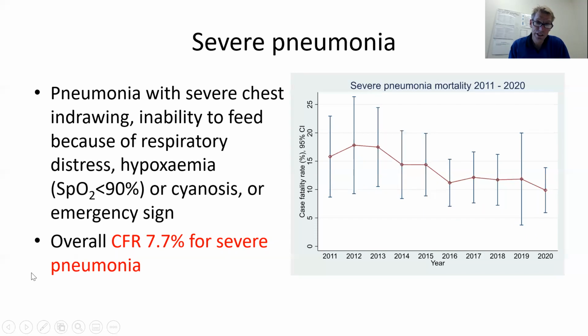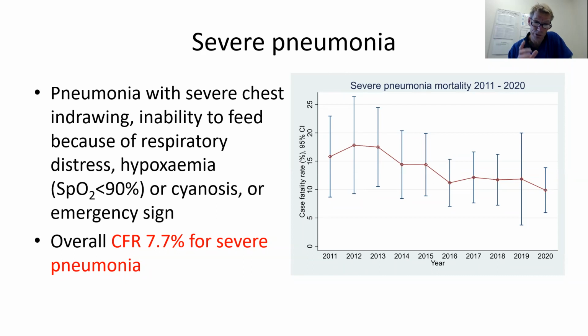As I said, severe pneumonia is a subset of pneumonia. And the reason why it's useful to look at this subset is because it's standardized for severity of illness. We all know what severe pneumonia is. That is, children who've got severe chest indrawing or inability to feed because of respiratory distress, or hypoxemia, or cyanosis, or some other emergency sign. And this is a very standardized severity classification based on the World Health Organization's classification.